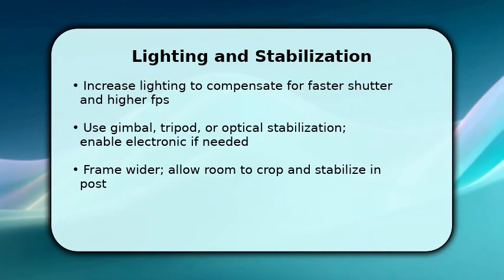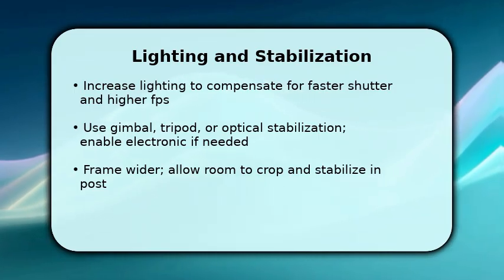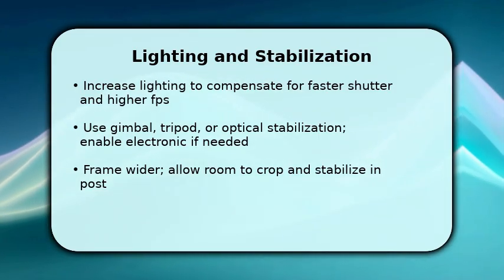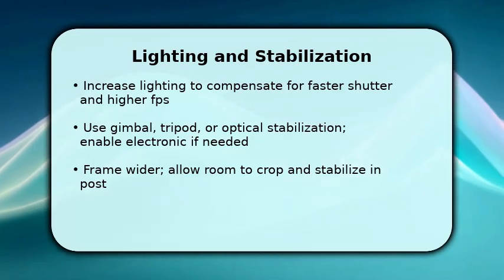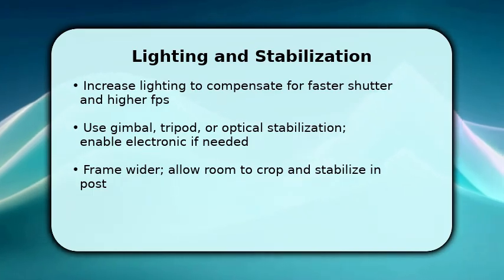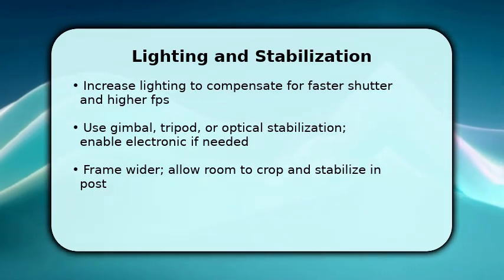Because higher FPS and faster shutter reduce light per frame, add continuous lights or push ISO while watching noise. You want clean frames. Use a gimbal or solid tripod. If handheld, enable optical or sensor stabilization to reduce micro jitter.